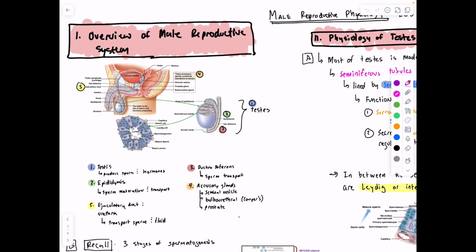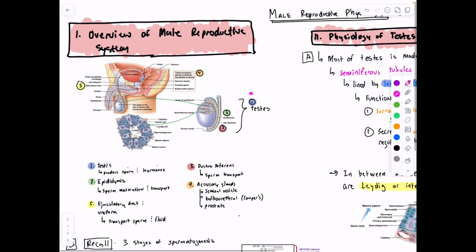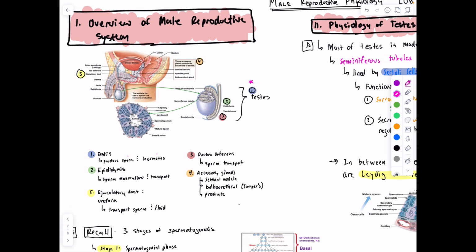Alright, so starting off with an overview of the male reproductive system, we of course know we have our testes, which are going to produce sperm and our testosterone. Then we have on top of it the epididymis, which is going to aid in sperm maturation and transport. Then continuing on, the ductus deferens, which is going to aid in sperm transport. We said that it had super thick smooth muscle around it in 3 layers.